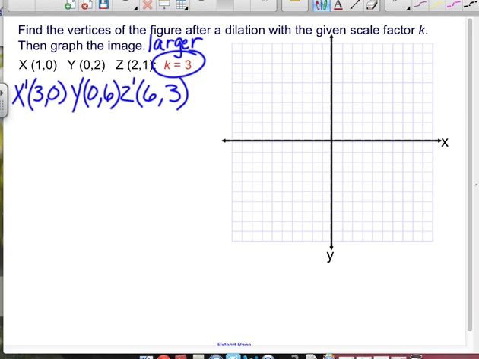So for X prime, right 3, 0. It's X prime. For Y prime, over 0, up 6. Here it is, Y prime. And for Z prime, over 6, up 3. So, if I could see my original figure, which I cannot, it must have been super teeny tiny, because this one is officially 3 times bigger than the original. And I know that it's bigger because my scale factor was greater than 1. It was 3.